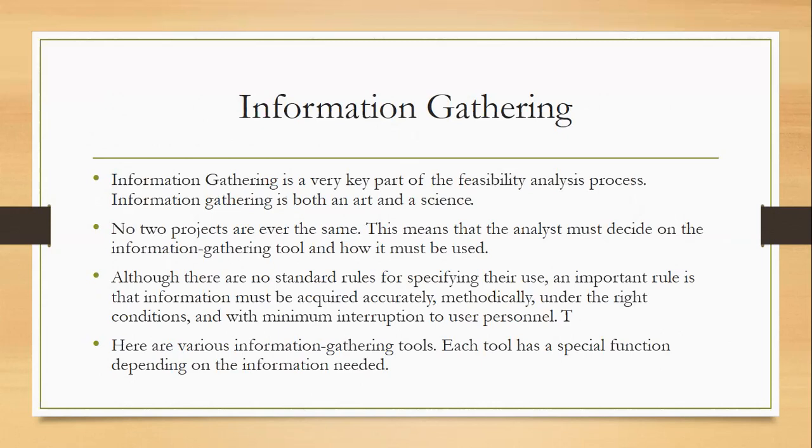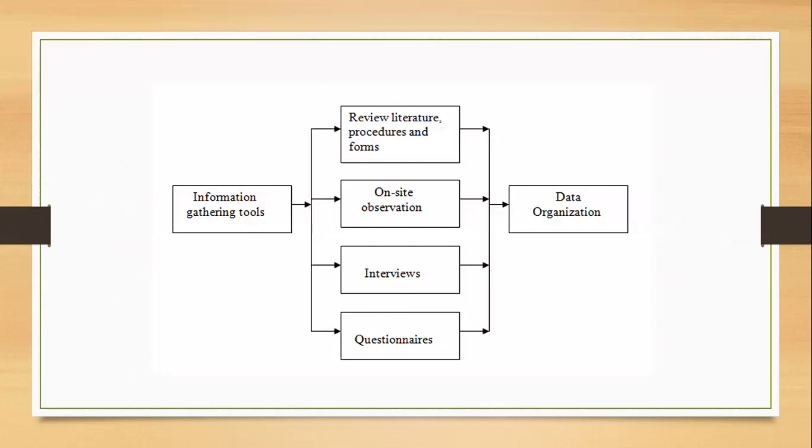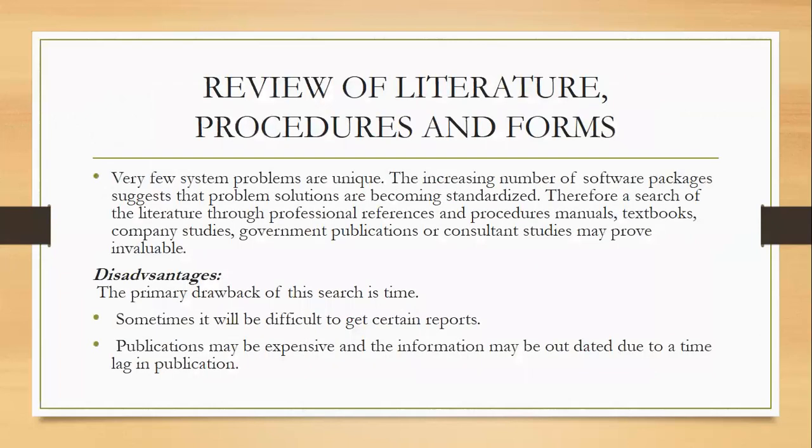Here various information gathering tools are available. The first one is review of literature, procedures and forms. Next is on-site observation. Next is interviews, and next is questionnaires. After gathering all the information with the help of these tools, the data will be organized and a single report will be created. So let's discuss them one by one. First is review of the literature, procedures and forms.